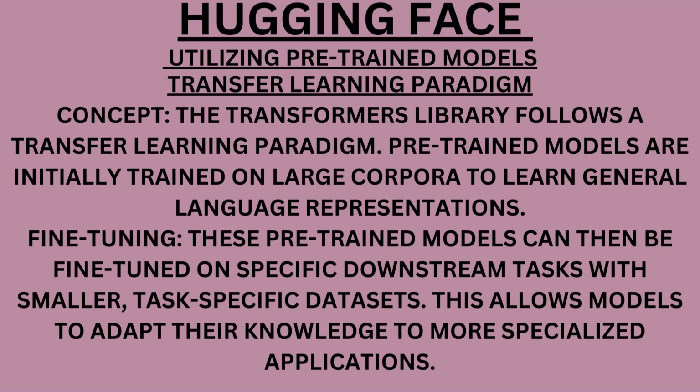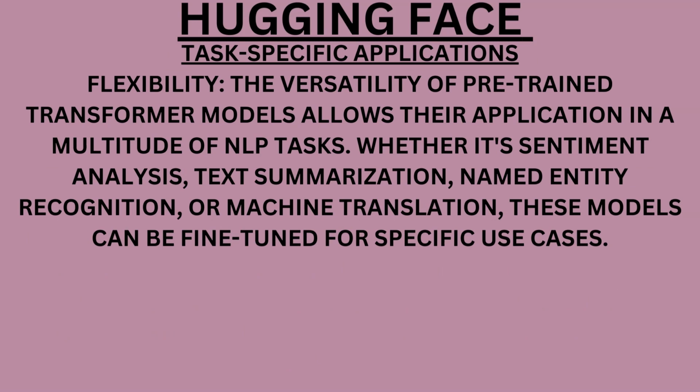These pre-trained models can then be fine-tuned on specific downstream tasks with smaller task-specific datasets. This allows models to adapt their knowledge to more specialized applications. Task-specific applications, flexibility. The versatility of pre-trained transformer models allows their application in a multitude of NLP tasks, whether it's sentiment analysis, text summarization, named entity recognition, or machine translation. These models can be fine-tuned for specific use cases.